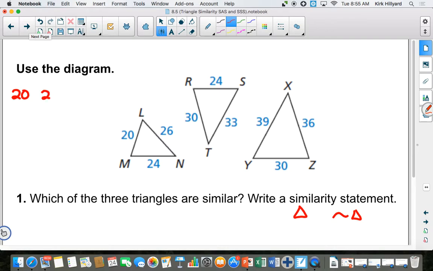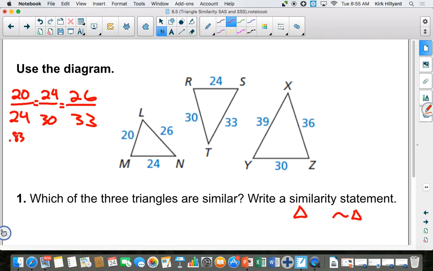So 20, 24, and 26. Okay. And then I'm going to take this triangle and put them in the same order, smallest to largest, so 24, 30, and 33. And we're just trying to see if these proportions are equal. When you do that, you can take 20 and put it over 24. Put it in your calculator, and you see that that's 0.83. And then you can take 24 and divide it by 30.